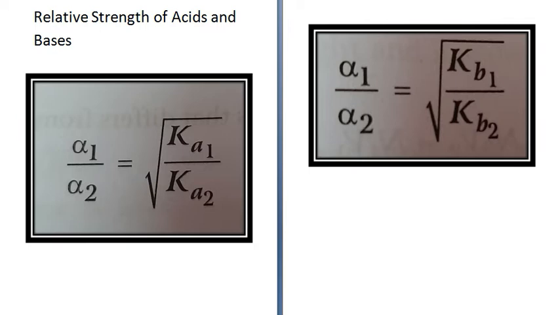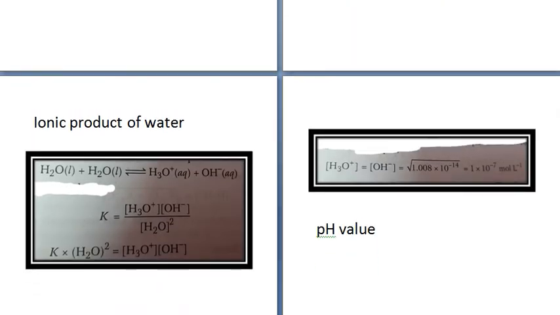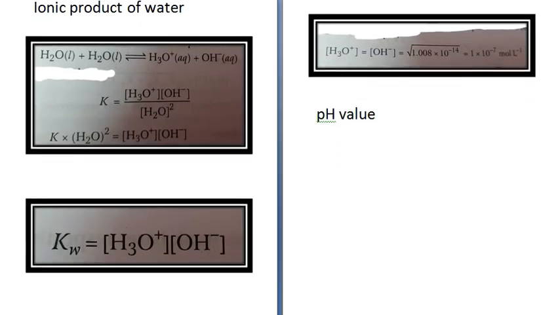Next we come to ionic product of water. Now water is a weak electrolyte and does not ionize much in pure state. It undergoes self-ionization as follows: H2O plus H2O gives you H3O plus and OH minus. According to the law of mass action, K is equal to H3O plus into OH minus divided by concentration of H2O whole square.